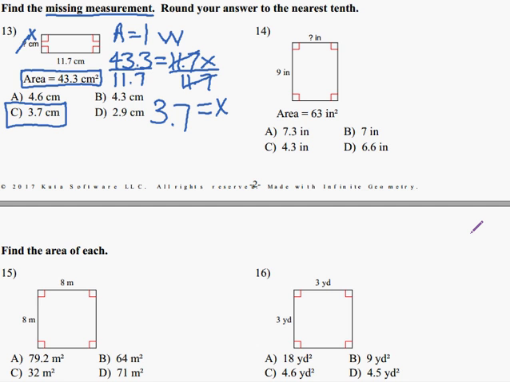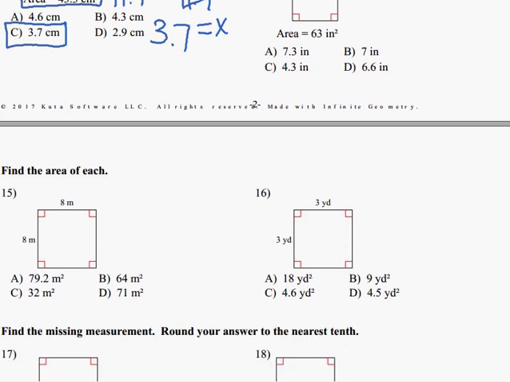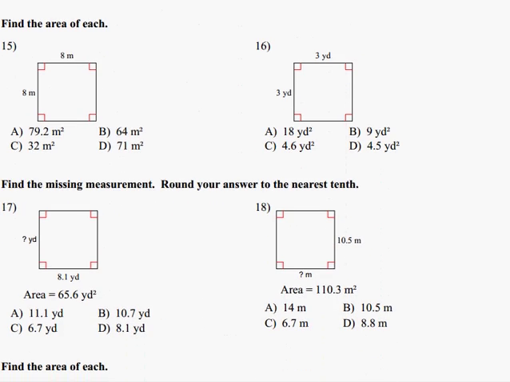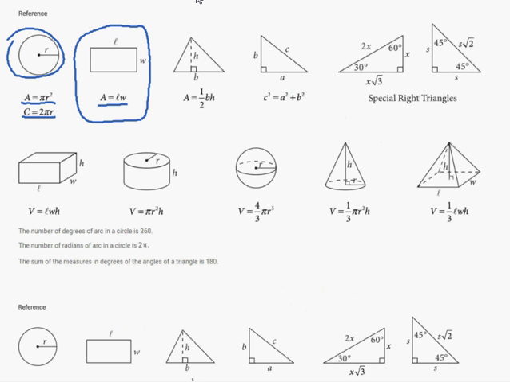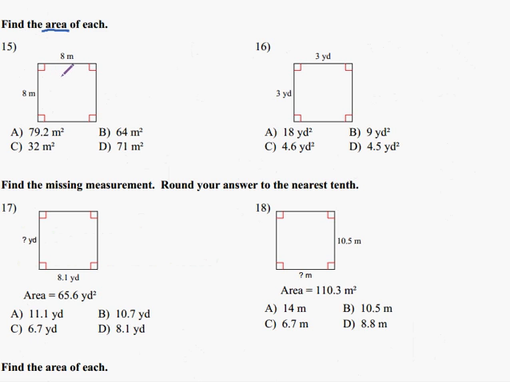All right, problem number 15. Again, it says find the area of each. So I am looking for the area. I'm not given the area. I'm looking for the area. And I notice I don't have a square on the reference sheet, but a square is actually a special kind of rectangle. It still has a length and a width. I have my length, I have my width. They just happen to be the same in a square.